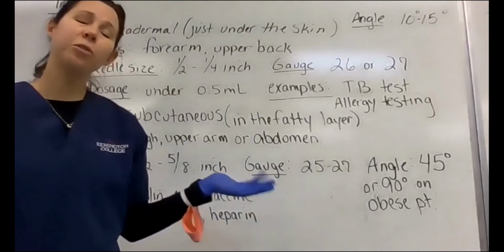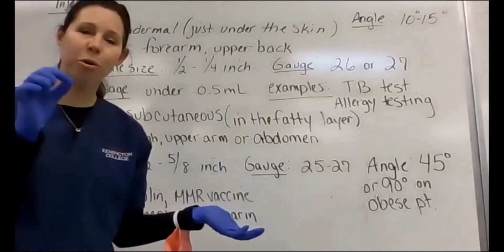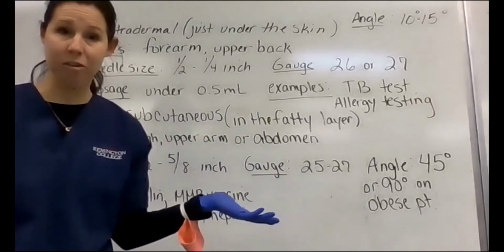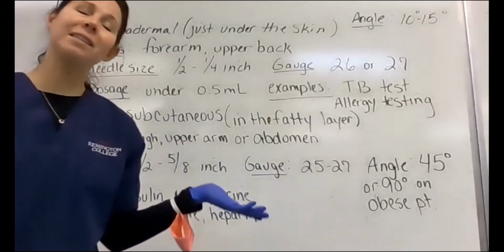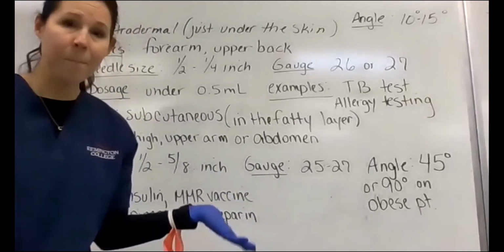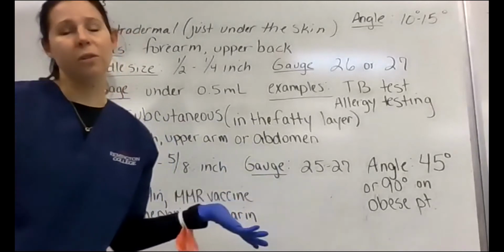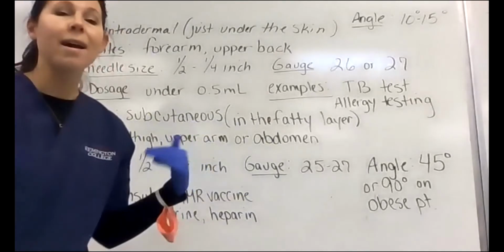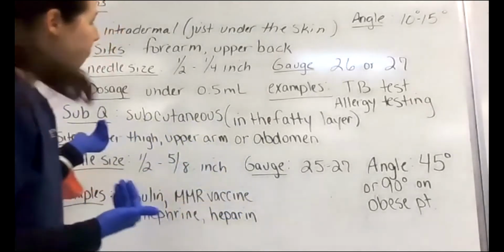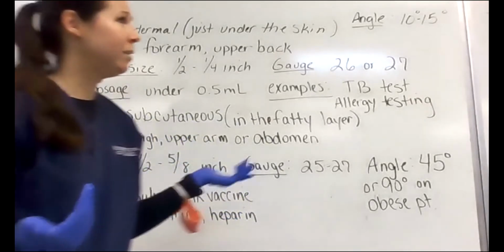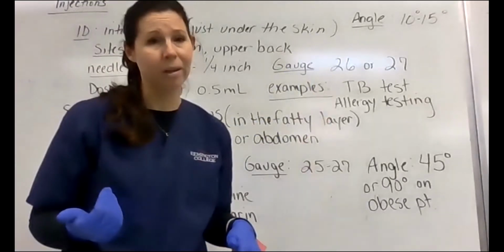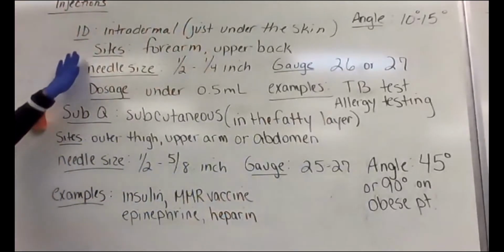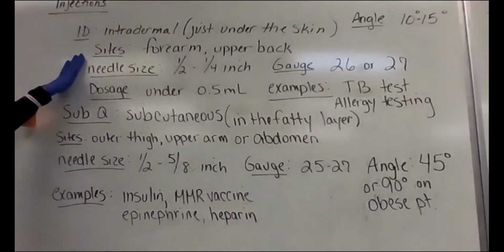What you're looking for is a wheal, that circle, that bubble, after you inject whatever you need to inject into the patient. You're looking to see if someone has either been exposed to TB or if somebody has an allergic reaction to something. So you're going to give them several different samples and see if they react to it. The angle that you want to hold your needle is a 10 to 15 degree angle, and I'll show you that when I have the needle in my hand. So I said the sites are the forearm or the upper back.